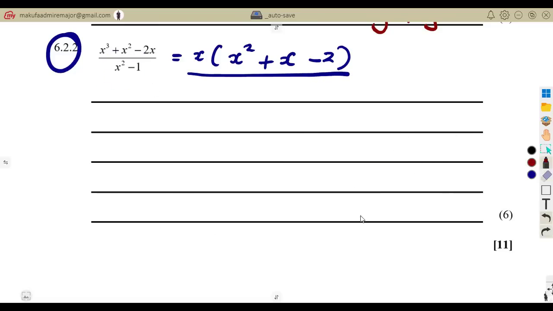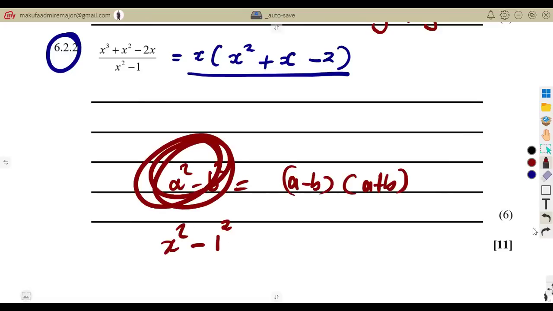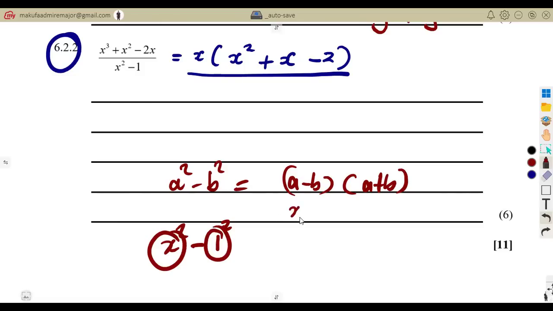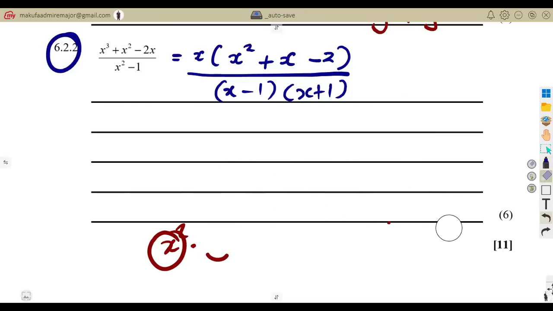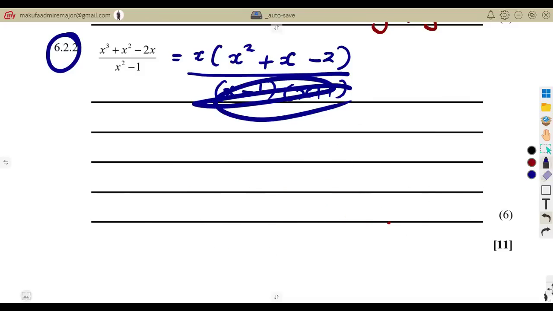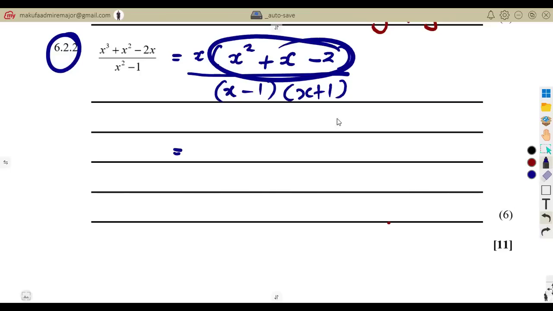X squared minus 1. That's a difference of 2 squares. Remember from your factorization, x squared minus 1 is a difference of 2 squares, a minus b into a plus b, as long as we can write these numbers as raised to the power of 2. X minus 1 into x plus 1. That's a difference of 2 squares that we are having there. There's nothing that we can do. In the numerator, there is nothing that we can cancel with the denominator, but we can see that there's a quadratic expression here. Let's try to factorize that.